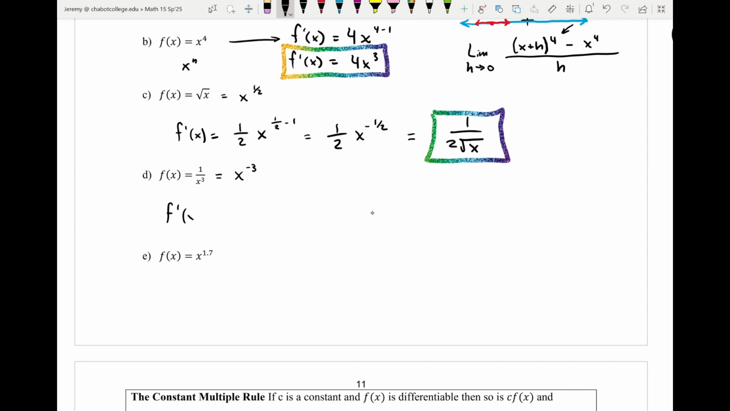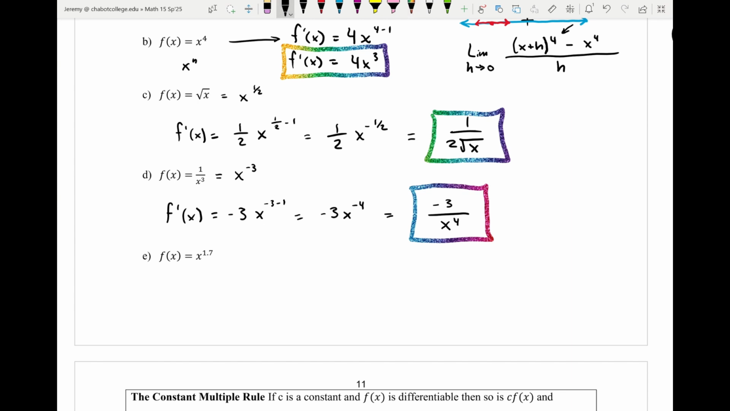If I do the power rule here, I would bring down the negative 3, and then I would have x to the negative 3 minus 1, right? Subtracting 1 from that exponent. So I'd be left with negative 3 times x to the negative 4th power, or I might just write that as negative 3 over x to the 4th. So there's our derivative.